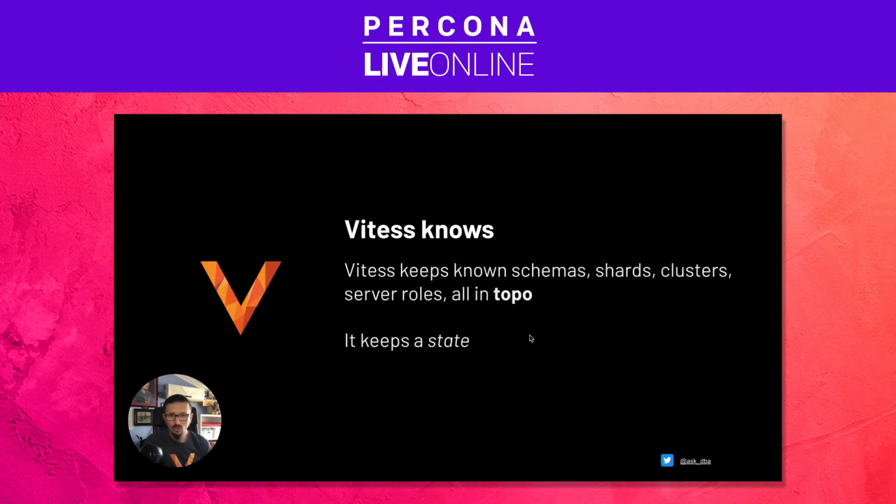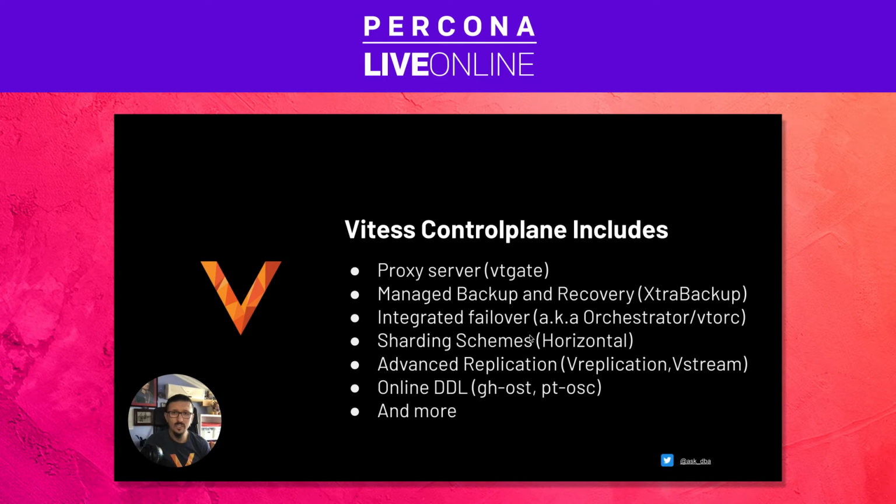So Vitess knows the state of the environment with the schema, shard clusters, and everything else. The Vitess control plane includes, in summary, a proxy server, VTgate, managed backup and recovery, integrated failover, which is our subject today, and sharding schemes. It also has other components called vReplication and vStream, with their own replication method within the sharded implementation, because normal replication may not work for that type of implementation. It also provides online DDL options and more.